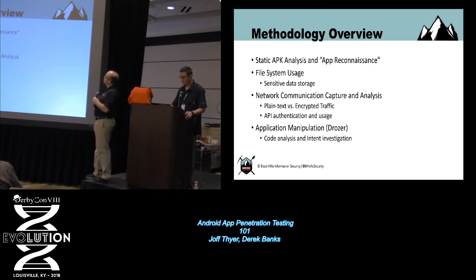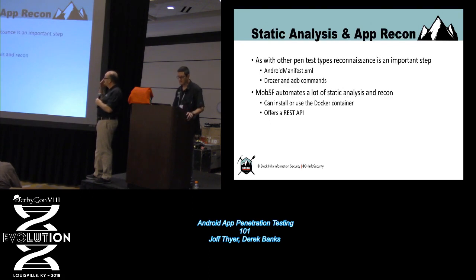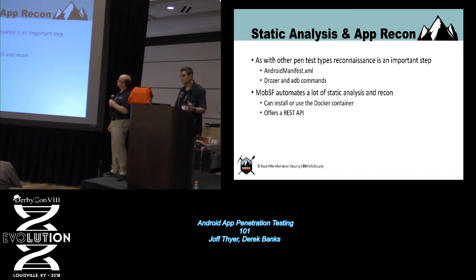So just like a normal pen test or a network pen test, I like to start off with some reconnaissance. We'll call it app reconnaissance. File system usage is really important in terms of how things are stored. Network communication, as you probably could guess, clear text versus encrypted. And then actually messing with the application, those intents that Joff was talking about. So Joff mentioned the manifest. There's some Drozer and ADB commands.